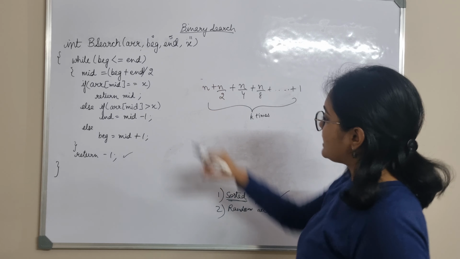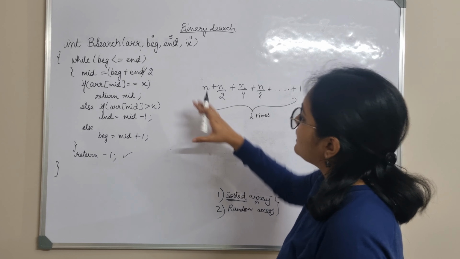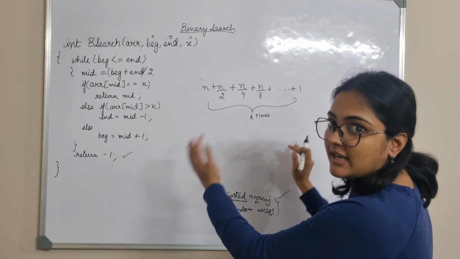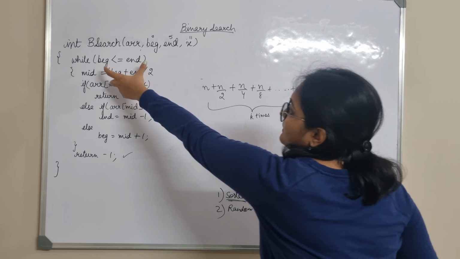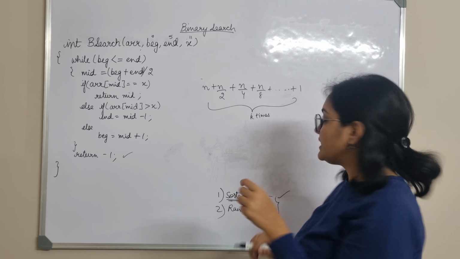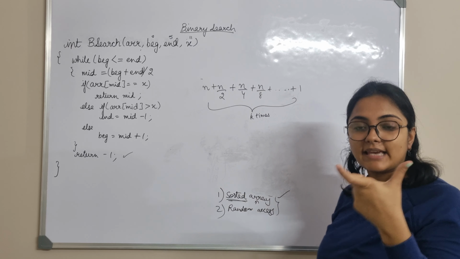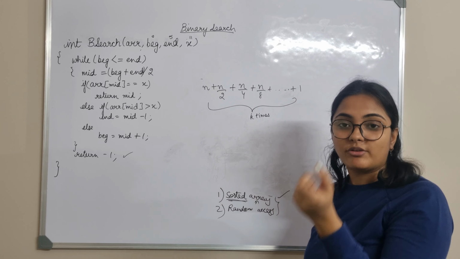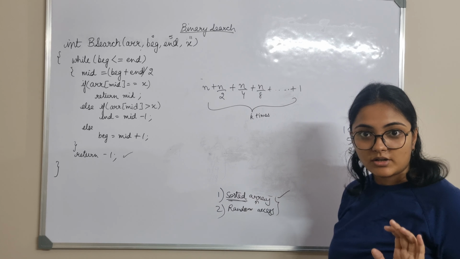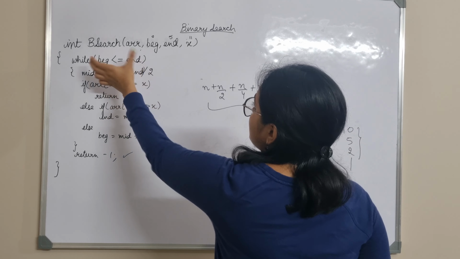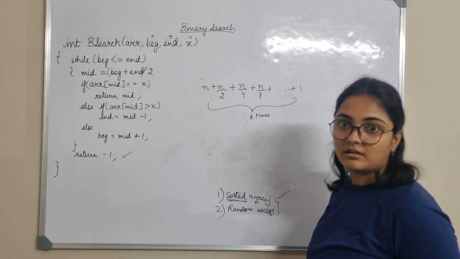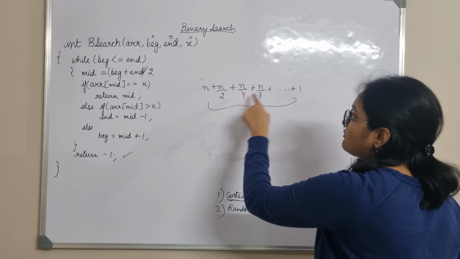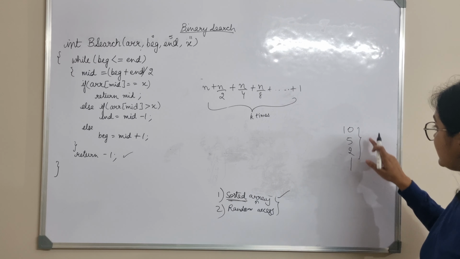So why am I saying this? Let's say the search space is n. First the search space was n, then in the next iteration, beginning and end, the size became n by 2, then n by 4, and so on. So how much time will it take? First n, then n by 2, n by 4, and so on till 1. Till 1 it goes, right?